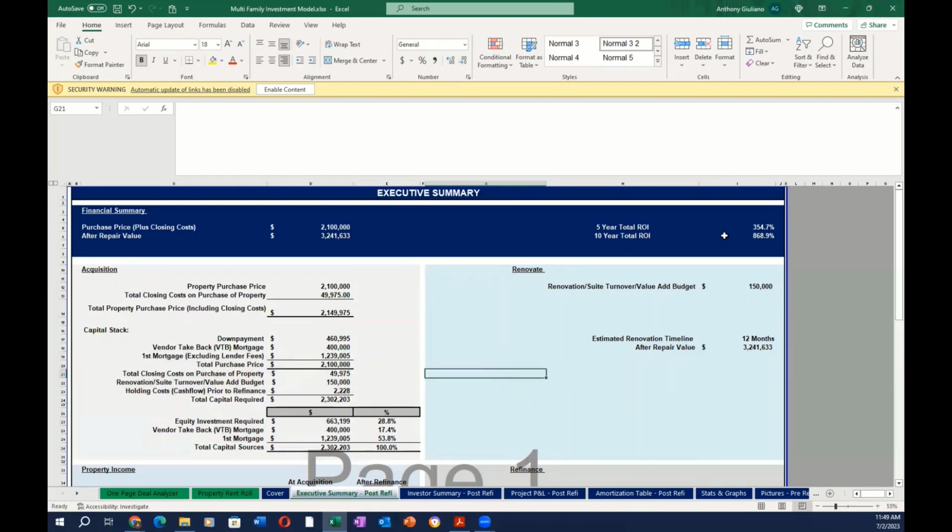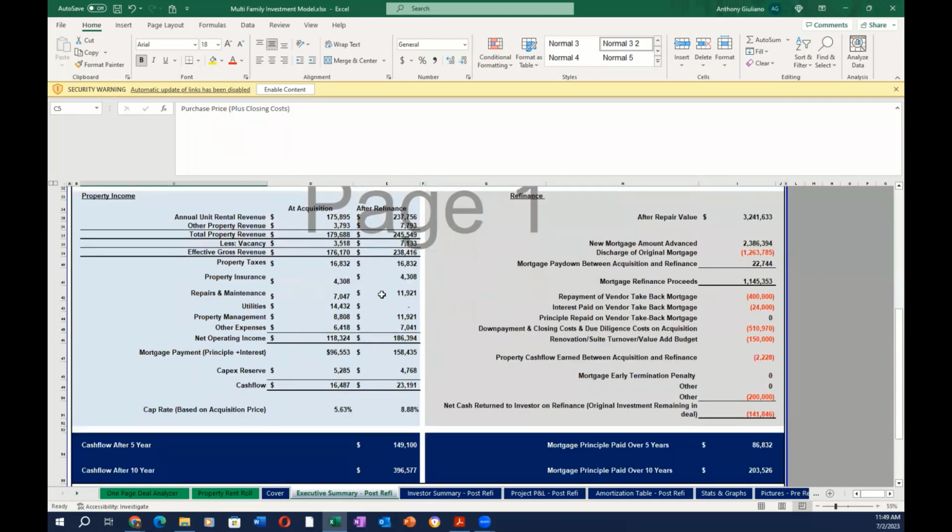Next, just a quick summary of your renovation budget, your renovation timeline, and your estimated after repair value. And the next section will show what my very summarized P&L of my deal looks like at acquisition. This is a summarized version of my P&L at refinance. So I've been able to grow the net operating income from $118,000 to about $186,000. And this is the change in the financing costs post refinance and the change in the cash flow post refinance.